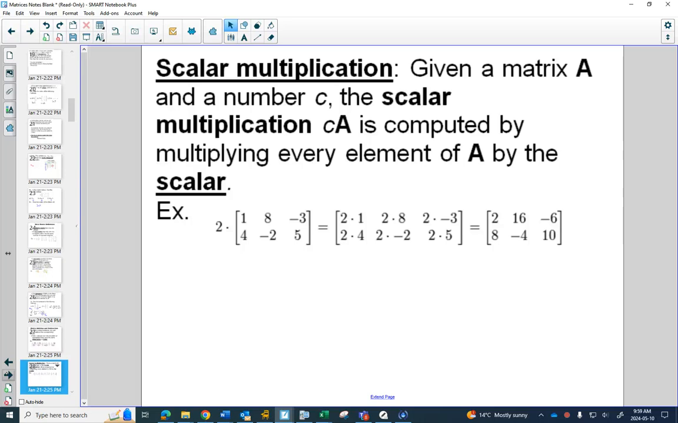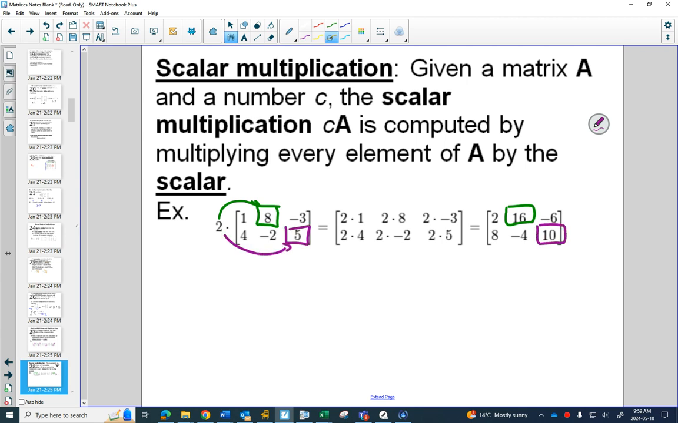Scalar multiplication is when you have a number out in front. And it's kind of like distribution. If you have a number out in front, each element inside gets multiplied by that 2. So we take, for example, this 8. If that 2 hits that 8, that becomes 16. You take this 5. That 5 gets multiplied by the 2. You get 10. Even this negative 2 gets multiplied by that. You get negative 4. So again, it is not very complicated. And that is scalar multiplication.